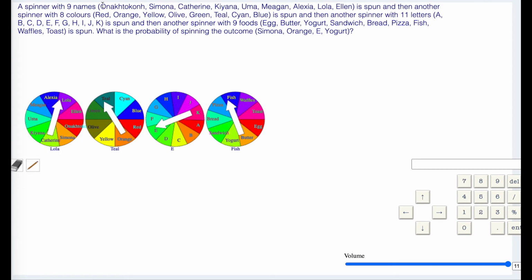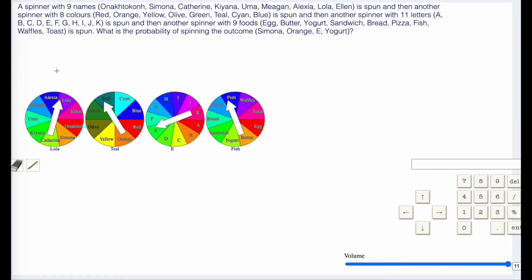A spinner with 9 names: Ona, Simona, Catherine, Kiana, Uma, Megan, Alexia, Lola, Ellen is spun. And then another spinner with 8 colors: red, orange, yellow, olive, green, teal, cyan, and blue is spun. And then another spinner with 11 letters: A, B, C, D, E, F, G, H, I, J, K is spun. And then yet another spinner with 9 foods: egg, butter, yogurt, sandwich, bread, pizza, fish, waffles, toast is spun. What is the probability of spinning the outcome Simona, orange, E, yogurt?